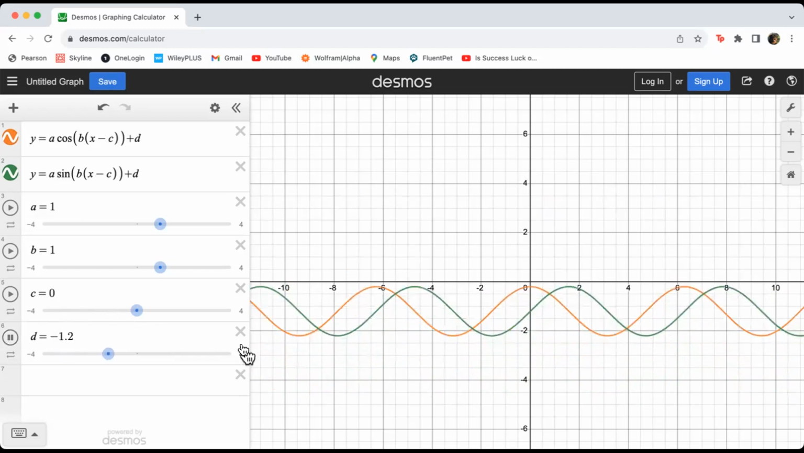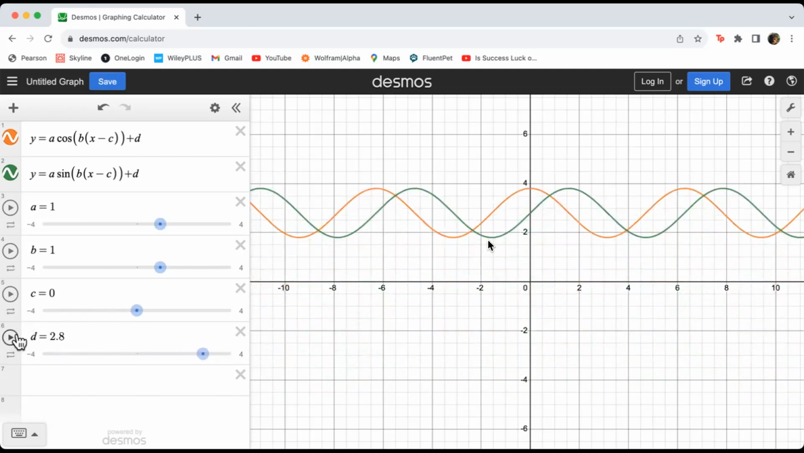Let's freeze it. Big money, no whammies, pause. So here, this top point is at 3.8. The bottom point is at 1.8.